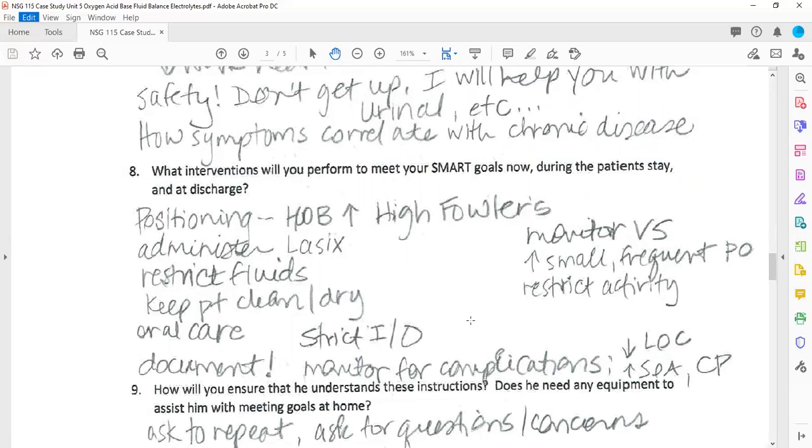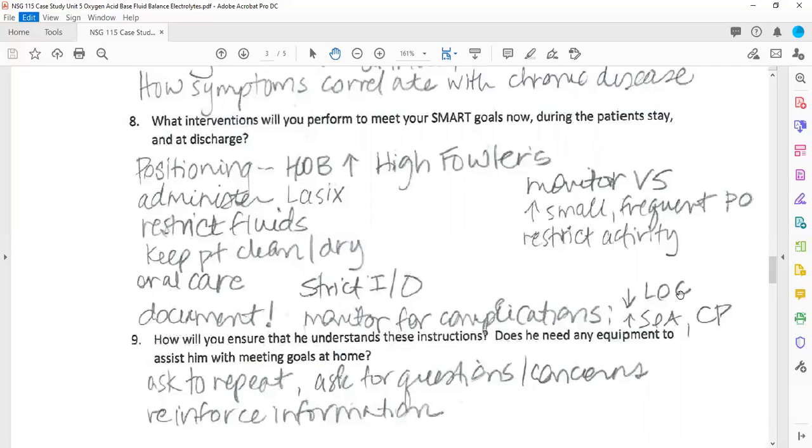What's the worst thing that can happen if he continues to get short of breath and his heart works overtime? He's going to have decreased level of consciousness because of lack of oxygen to his brain, increased shortness of breath, and possible chest pain because he's not getting oxygen to the heart. We're going to watch for those symptoms of complications.